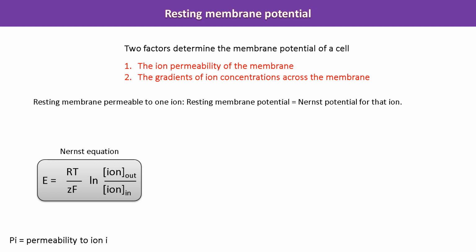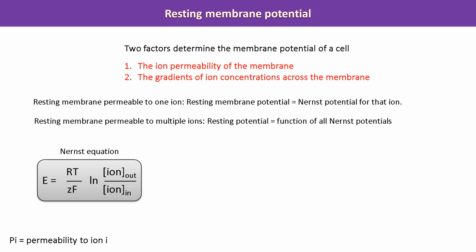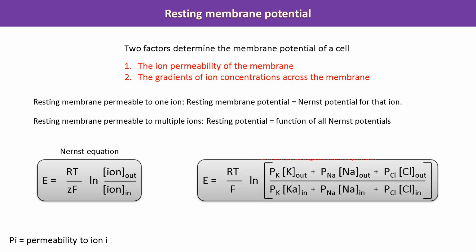Unfortunately, cells are not that simple. They are usually permeable to more than one ion, even at rest. In that case, the Nernst potentials of all the permeant ions contribute to the resting membrane potential. In this scenario, the resting potential is described by an extension of the Nernst equation known as the Goldman-Hodgkin-Katz equation, after the people that developed it.